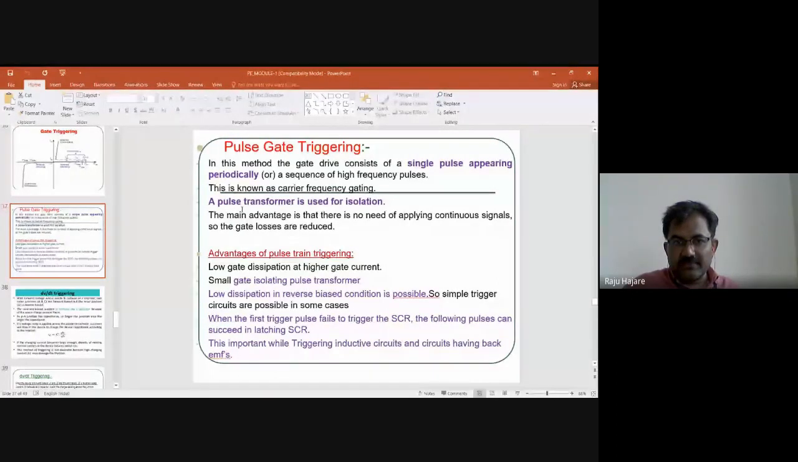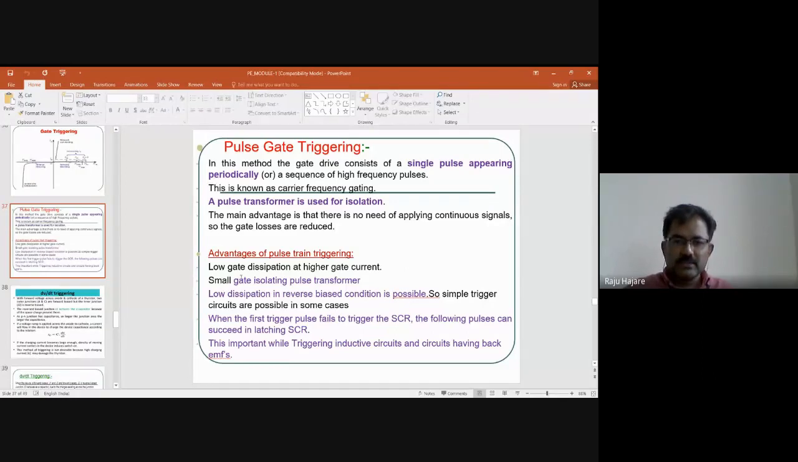even if the first pulse fails to turn on the device, the next pulse will turn on the device. That is how continuous pulses are passed through the gate of an SCR. It is similar to the gate triggering mechanism, but pulse gate triggering is a train, a sequence of high frequency pulses that you pass. That is the only difference. This is a method which is used widely, and gate triggering is also used.